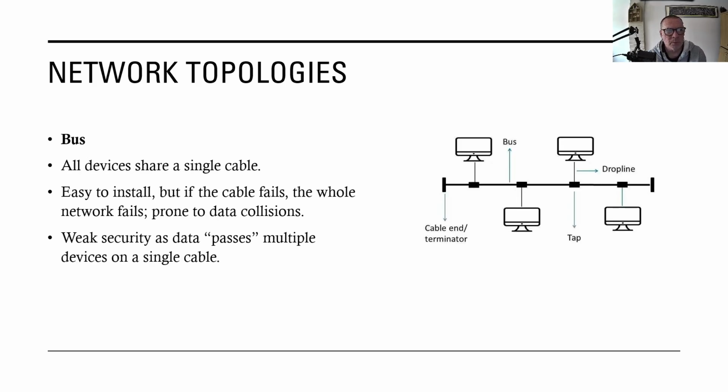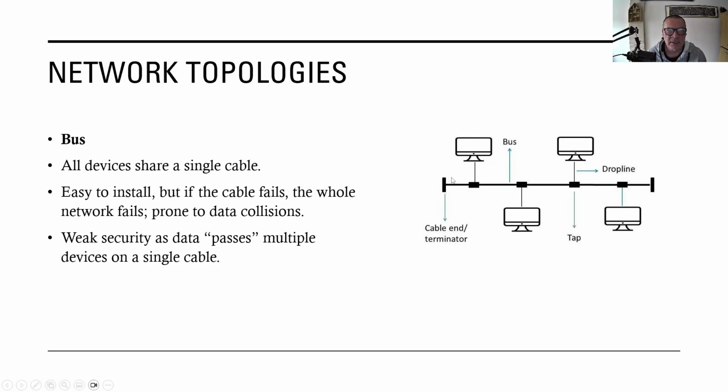One of the network topologies, a physical topology, is called the bus topology. In this topology, all devices share a single cable. So you can see in the middle of the diagram there, we've got the single bus, the cable, that all the devices are then connected to. This is easy to set up, relatively speaking, but there's a lot of reliance on this single cable. So if that fails, then none of the devices can talk to each other.